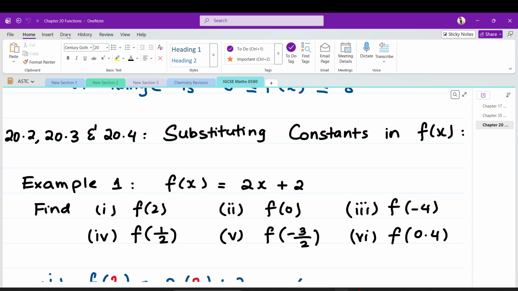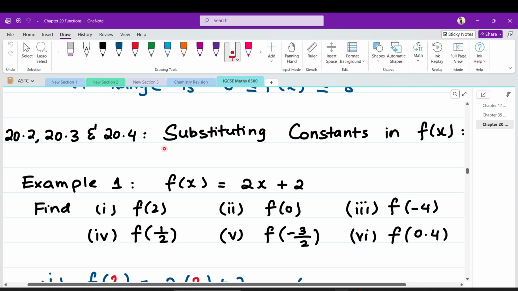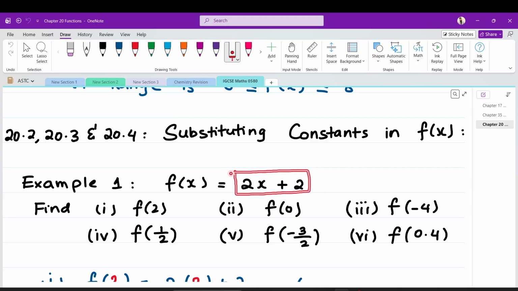Okay, so substituting constants in f of x. You know that f of x is an equation which is in terms of x. The x values are the domain values. So whatever value of x you plug in, you will get an output. Remember, we studied in our very first lecture that a function is kind of like a machine. You plug in something, and that something is the x value, and you get an output which is a y value. So let's take an example.